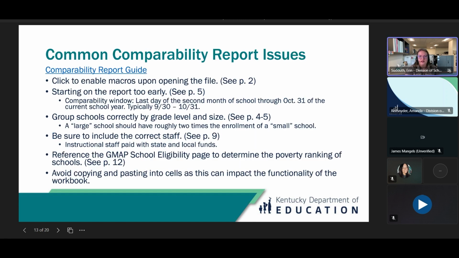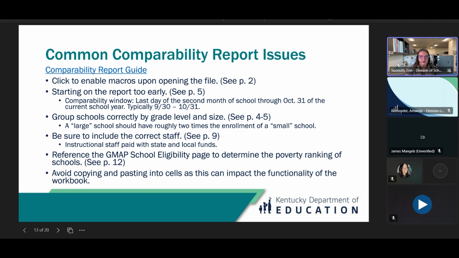These are some of our common comparability issues that we see when we have to return a comparability report, or when districts are having issues completing it, or maybe when we're monitoring and we end up having some findings for comparability. I've also got page references on this slide for the guide, and the guide is linked on the slide as well. So the very first issue is you want to make sure that when you open the file, you go ahead and click Enable Macros to make sure that the file works properly.